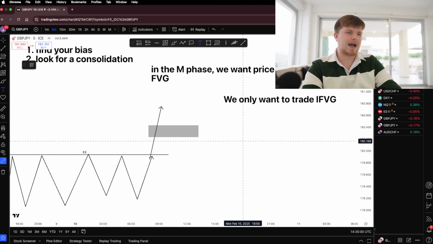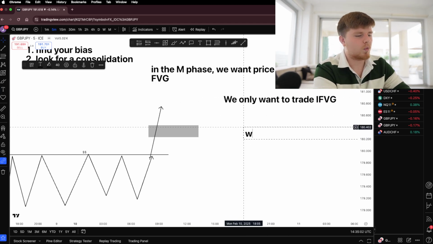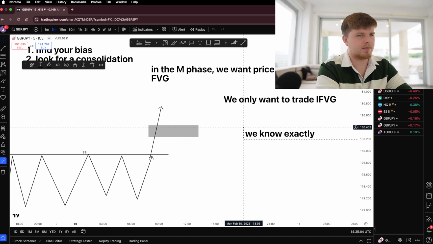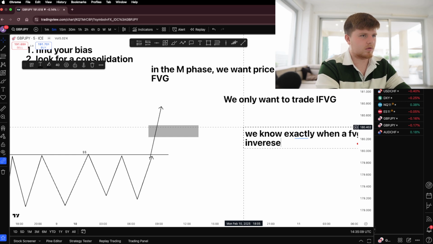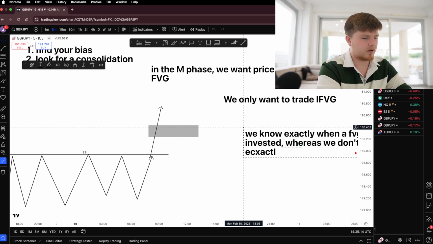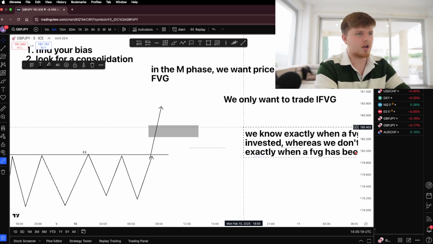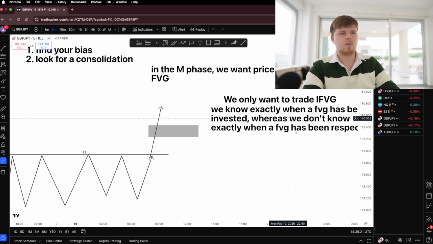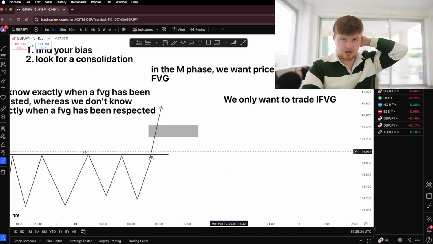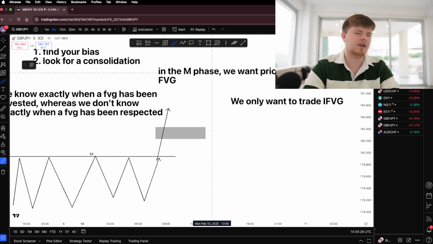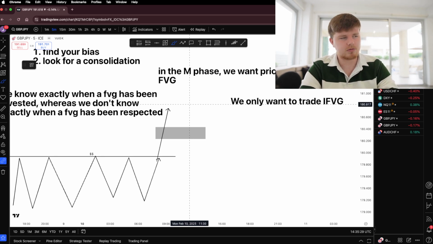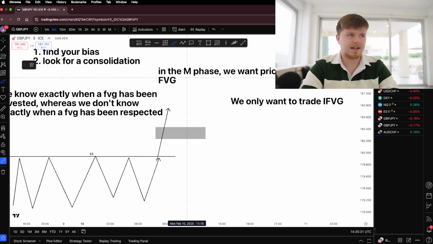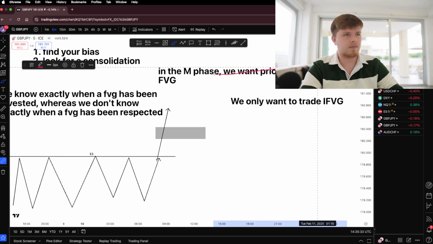Because that's the only absolute rule. We know exactly when a fair value gap has been inversed, whereas we don't know exactly when a fair value gap has been respected. No one knows until it happens. The only thing is, when we know a fair value gap has been disrespected, we can catch the big move. When we know a fair value gap has been respected, there's typically been a big move to show us it's been respected. So what we have to do here, in the M phase, is we want price to form a fair value gap.